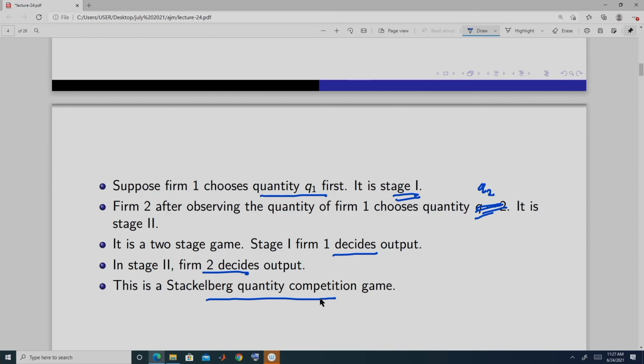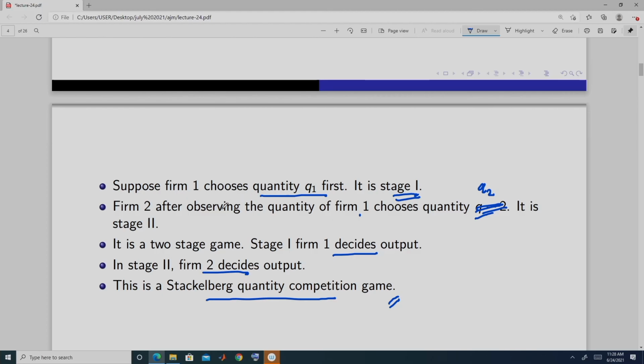Why quantity competition? Because each firm chooses output. And why Stackelberg? Here the decisions are taken sequentially. First firm 1 decides the output, and then firm 2, after observing the output of firm 1, chooses its output, that is Q2. So, this is the Stackelberg.